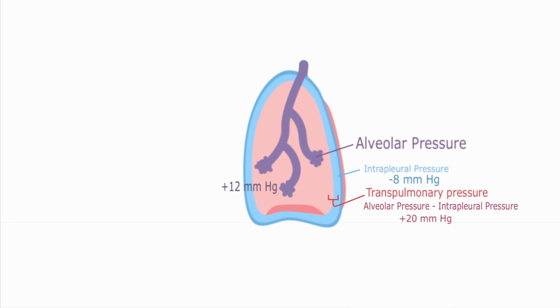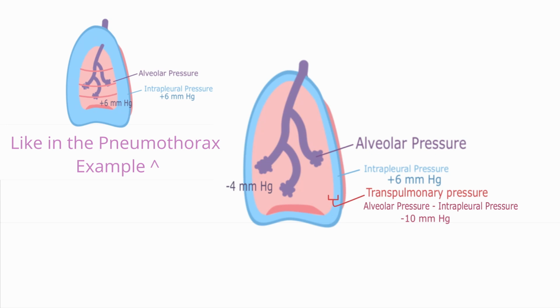However, in cases of restrictive lung disease, the contractile elements are increased due to fibrous tissues. And then the transpulmonary pressure is usually high without any lung expansion. But on the other hand, if we decrease the alveolar pressure so that the intrapleural pressure becomes higher than the alveolar pressure, then the lung will experience a negative expansion force and it will collapse, just like in the pneumothorax example.